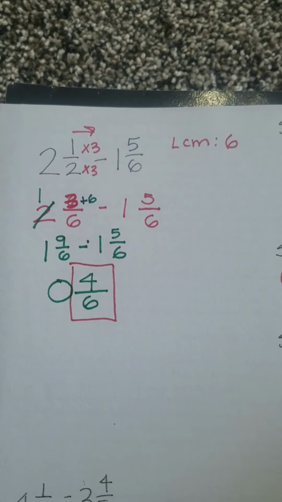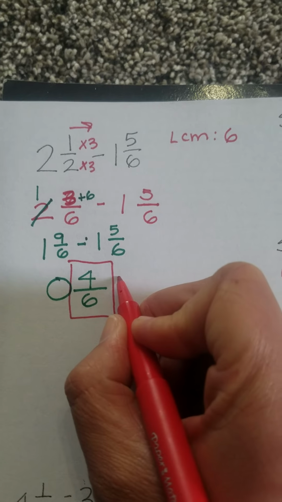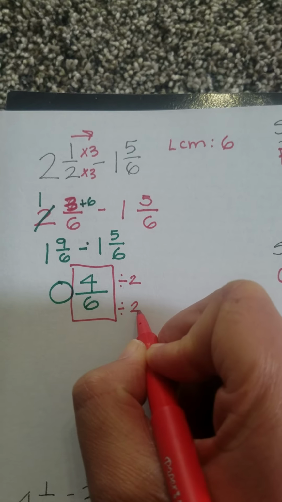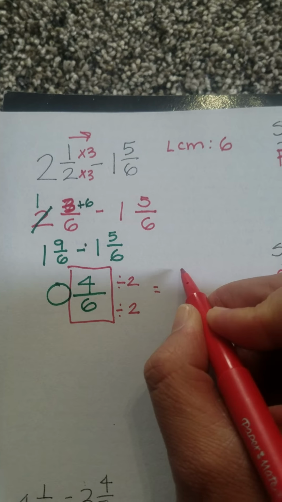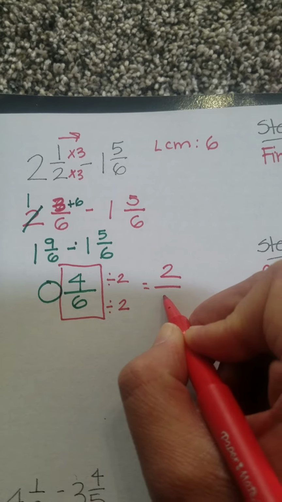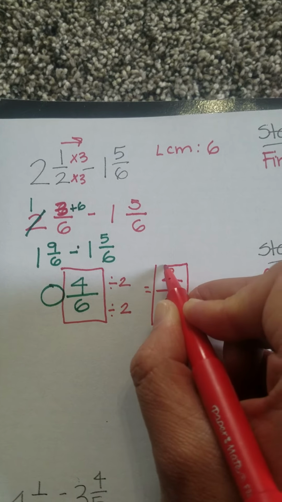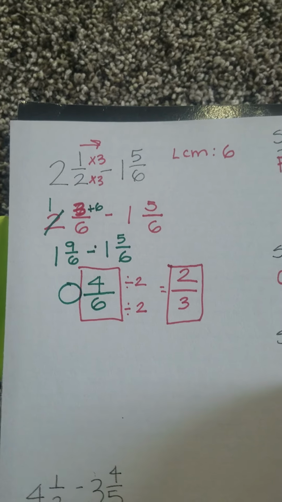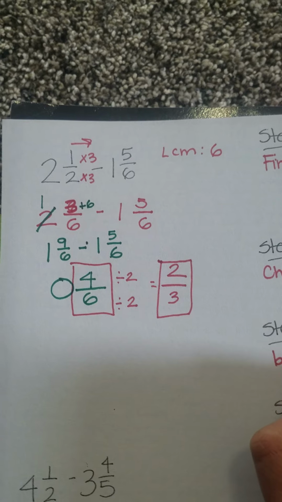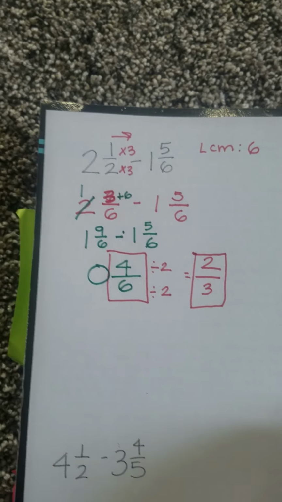My GCF, or my greatest common factor, is 2, so I can divide the top and bottom by 2. Four divided by 2 is 2. 6 divided by 2 is 3. So my final answers can be 4/6 or 2/3. All right. We are going to try another problem.